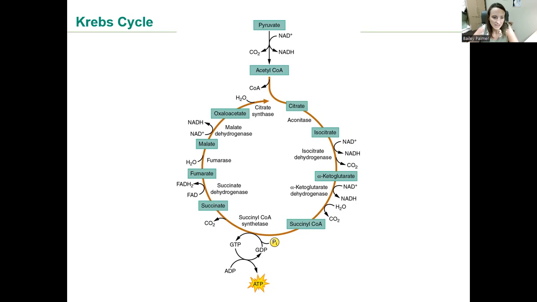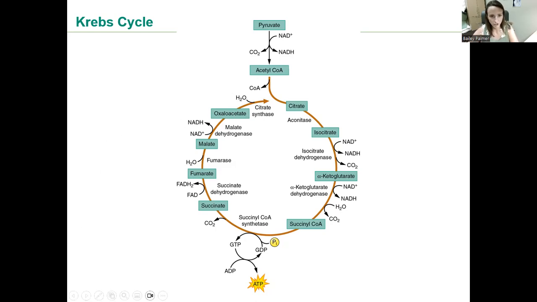I'll explain in the next video how FAD and NAD are different and how they produce different amounts of ATP once they get into the electron transport chain. So we'll get to that. And then again, we add a water molecule, we have malate, and then we lose some more electrons picked up by an NADH, we're back to oxaloacetate.